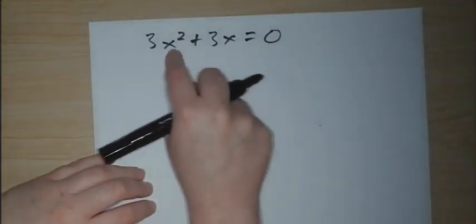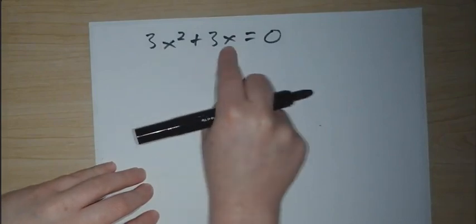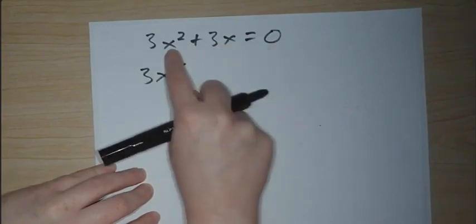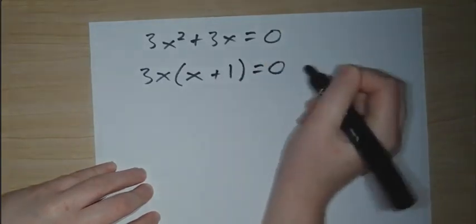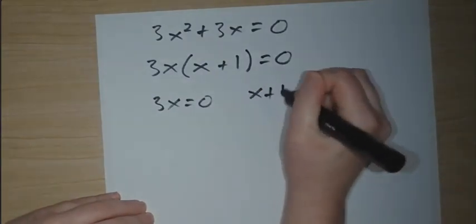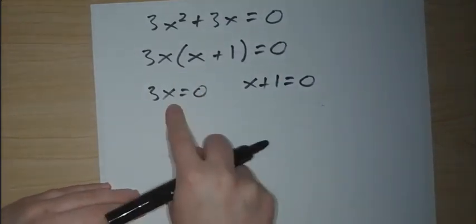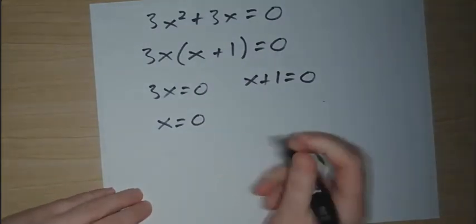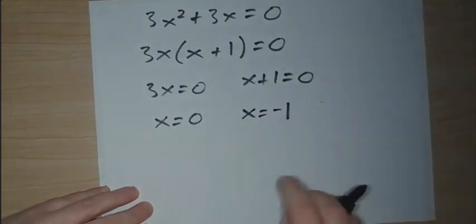And now that we have this in simplified form, we're going to factor out as much as we can. 3x squared and 3x have a common factor of 3x, so we can pull out a 3x. We're left with an x for this term and a 1 for this term. So now solving for x, we have 3x equals 0 and x plus 1 equals 0. Those are our two cases where this can equal 0. If 3x is equal to 0, it simply means that x is 0. And if x plus 1 is equal to 0, then x equals negative 1.